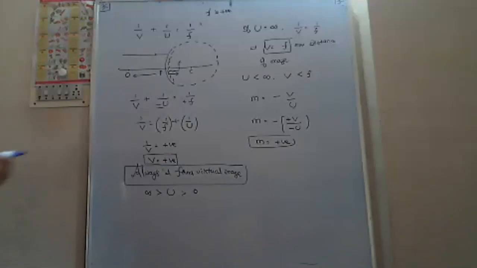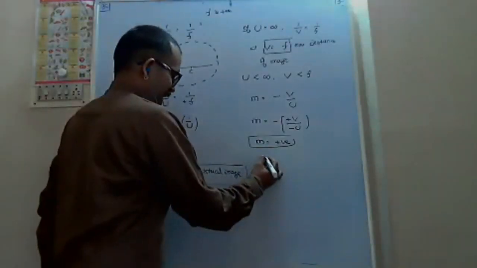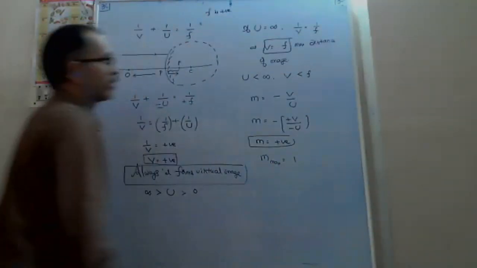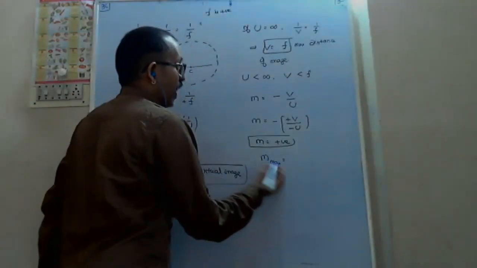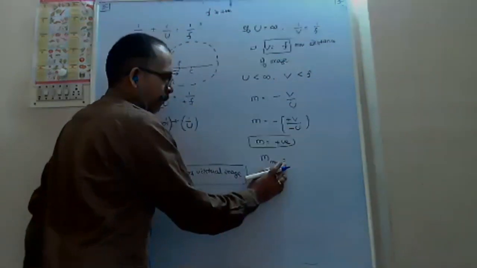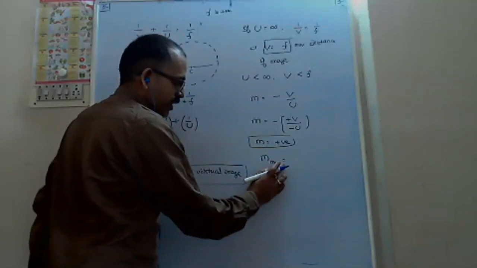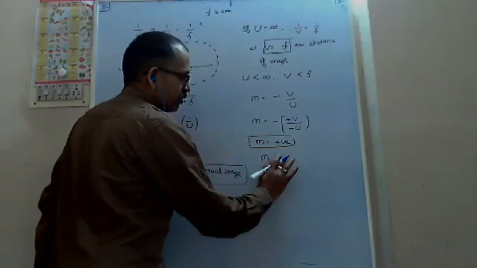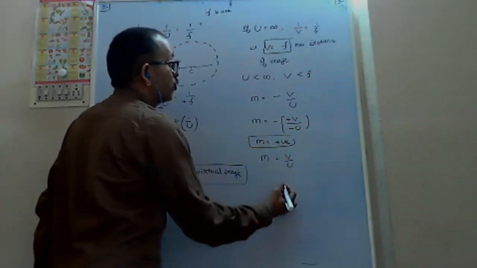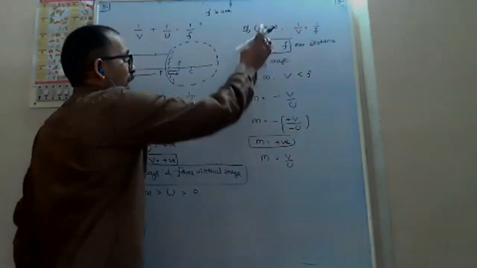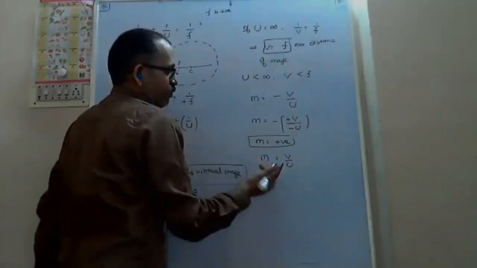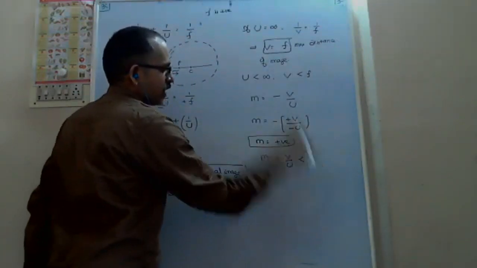If you see the maximum value of magnification, I say equals to 1. Sorry, not equals to 1. We can't say the maximum value here, but I can say one thing: M, after applying the sign conventions, is V by U. The maximum value of V is F, and V is always less than F, which means M is always less than 1.